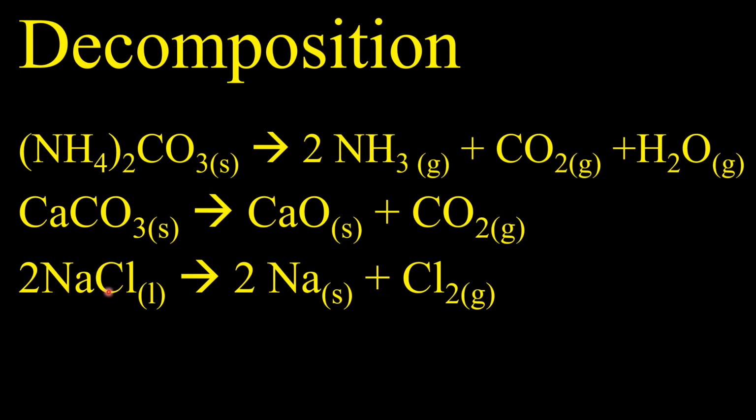Finally, sodium chloride, if you had it in liquid form, molten form, melted, you could apply electricity and you could pull sodiums to one end and turn them into sodium metal, and at the other end you could generate this toxic gas, chlorine gas.